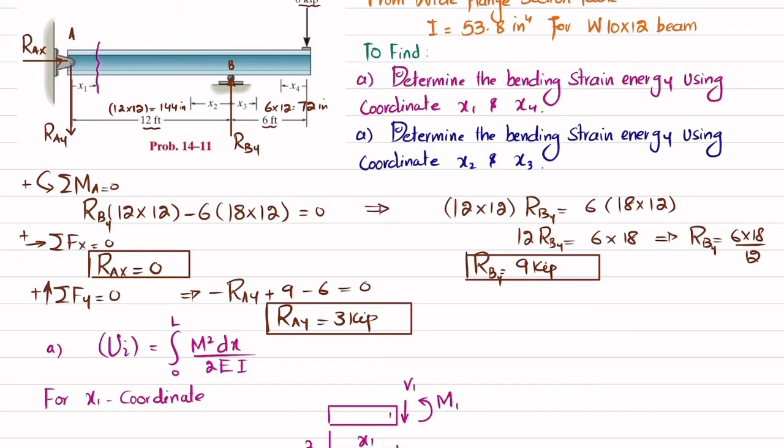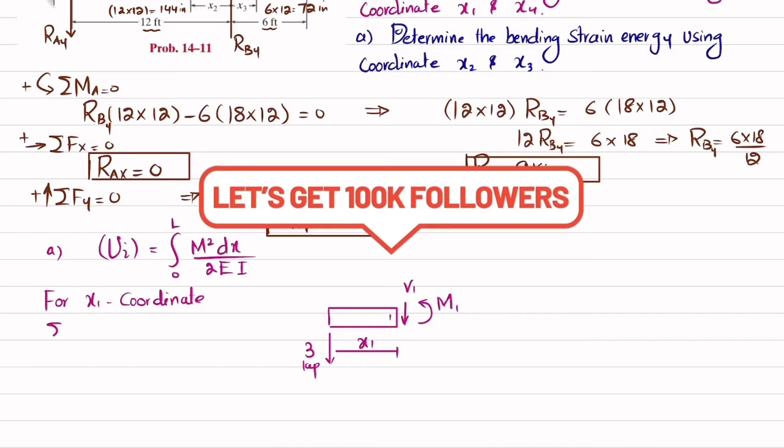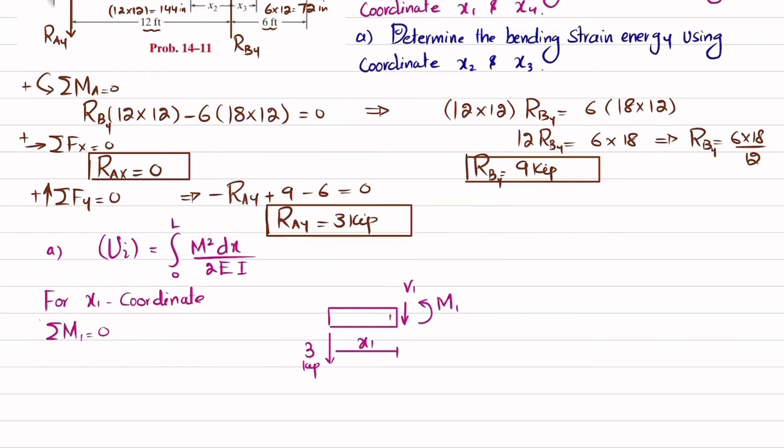That this is your point 1. Now applying the equation of equilibrium, the sum of all moments about point 1 is equal to 0, taking the counterclockwise moment as positive. So we will need this bending moment because we will use it in this equation. So 3 into the perpendicular distance about point 1, which is x1, and this is the moment which is positive. So 3x1 plus M1 is equal to 0. So from here we will get M1 is equal to minus 3x1. This is the moment equation for coordinate x1.